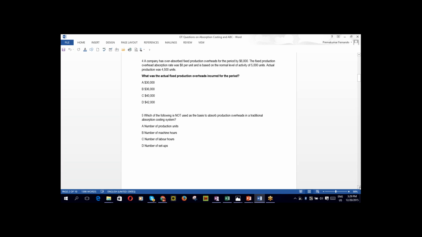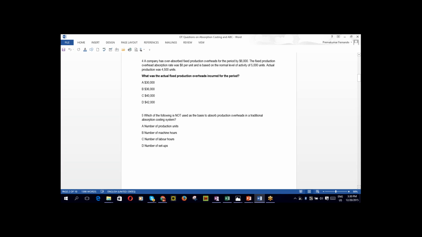So now what is the overhead absorption basis? The number of units. So every time they produce a unit, they absorb 8, and it's based on the normal level of activity of 5,000 units. Actual production was 4,500 units. So now we are given a lot of information. We must carefully work it out. The first thing you must do is, they are asking for the actual fixed overhead for the period.